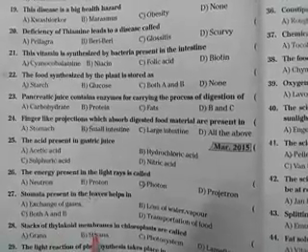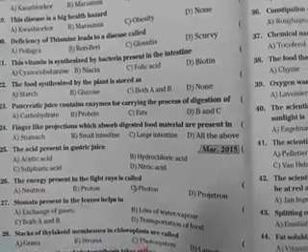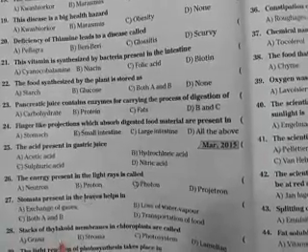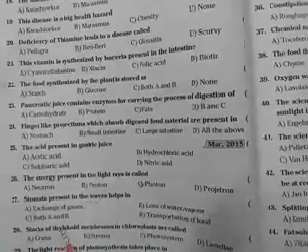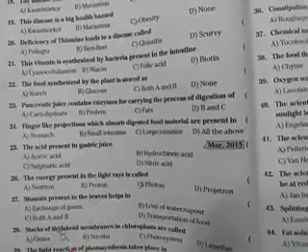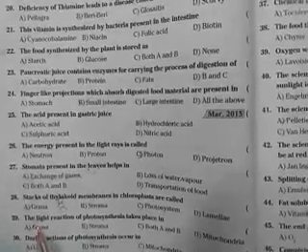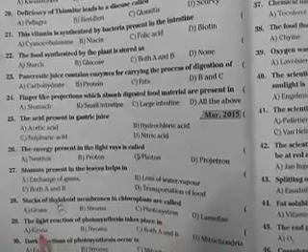28th bit. Stacks of thylakoid membrane in chloroplast are called grana. A group of coins which are arranged one on another, we call them grana. So each and every coin, what do we call them? Thylakoids. Next, 29. The light reaction of photosynthesis takes place in the grana.